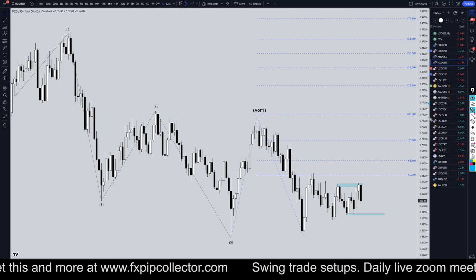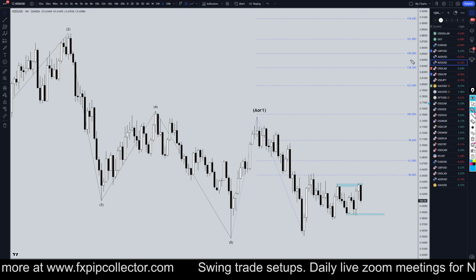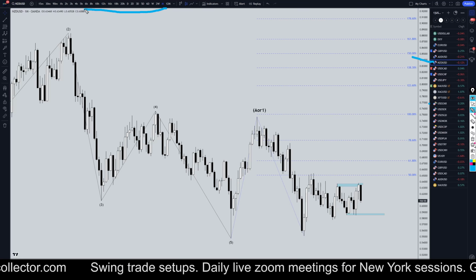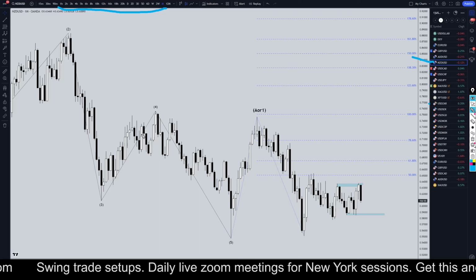Today is Tuesday, October 15th, and I'm going to be analyzing the Kiwi US dollar, starting on the monthly, working my way down to the 1 hour time frame for the full top-down analysis.